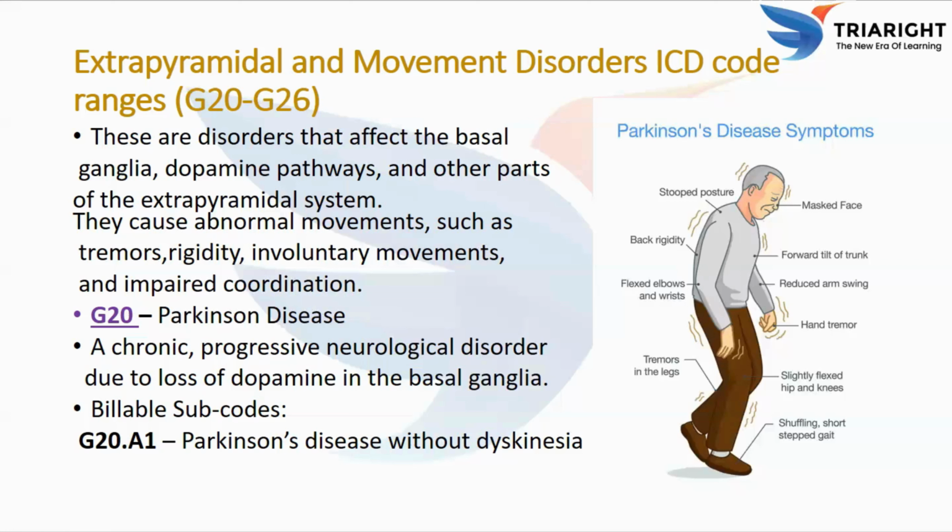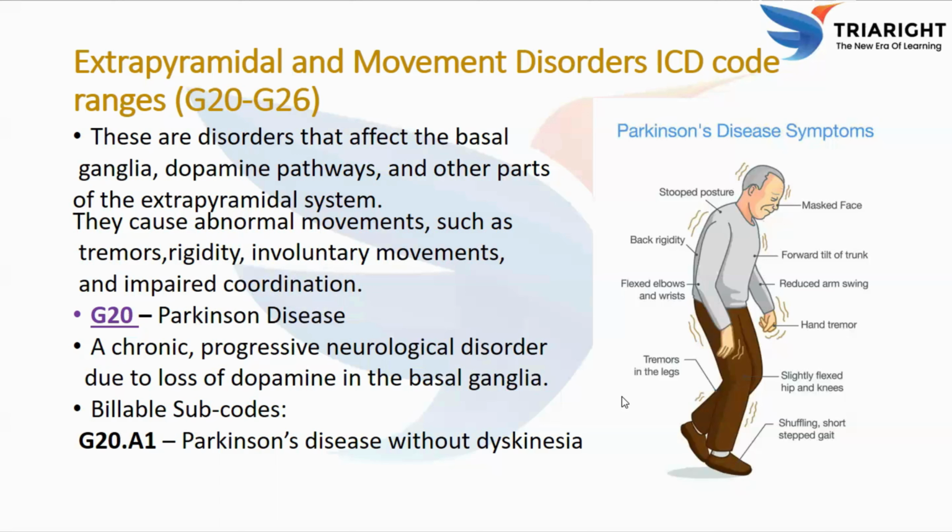For example, when we take the G20 code, it describes Parkinson's disease. So what do you mean by Parkinson's disease? It's a chronic progressive brain disorder, right? Progressive is nothing but it's getting worse day by day. This is caused by the loss of dopamine in the basal ganglia. Dopamine is a chemical that helps to control smooth and coordinated movement. So whenever the dopamine decreases, the movements become slow.